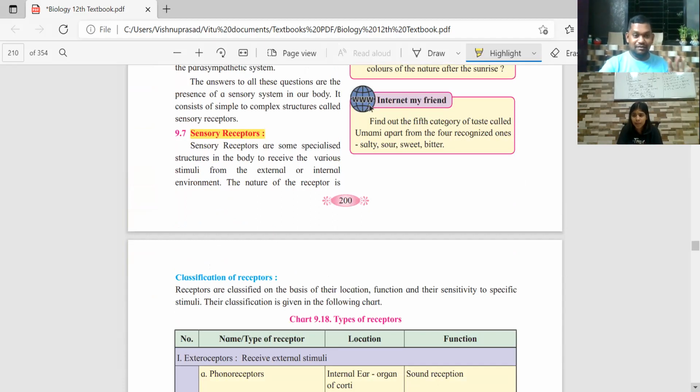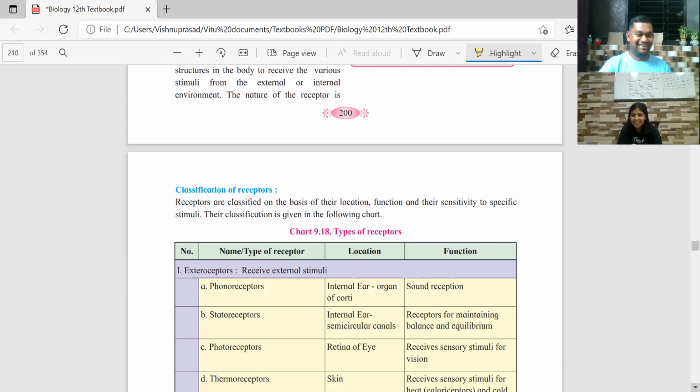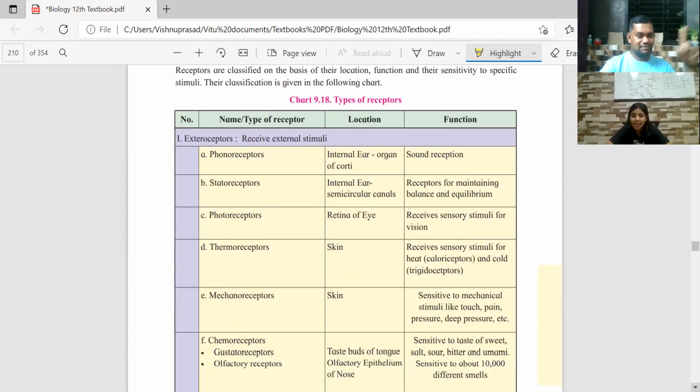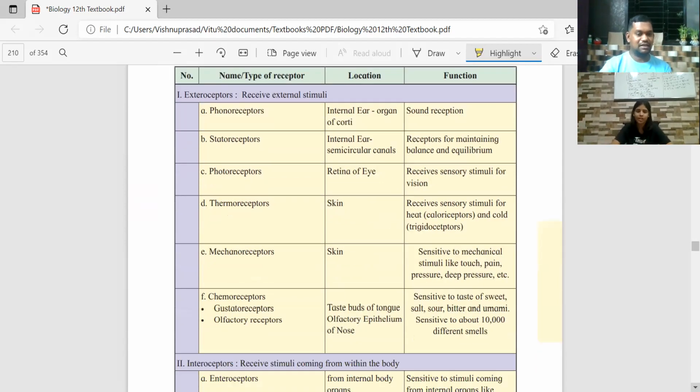In the CNS, this will be perceived. According to that, a response will be generated. Passed on to the effectors. Okay. Receptors का क्या role है?